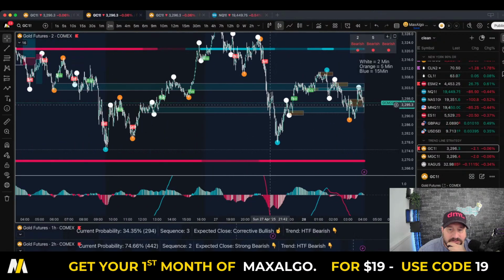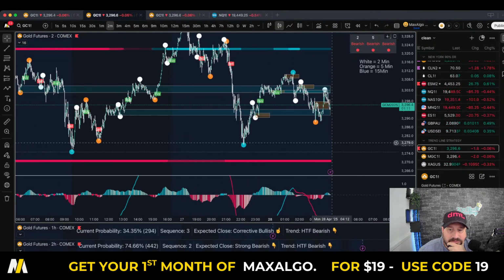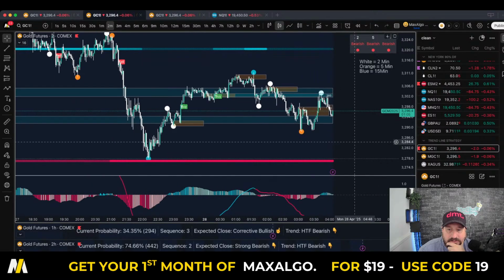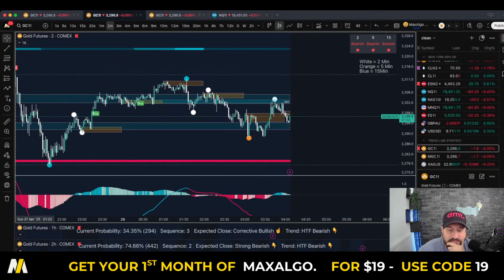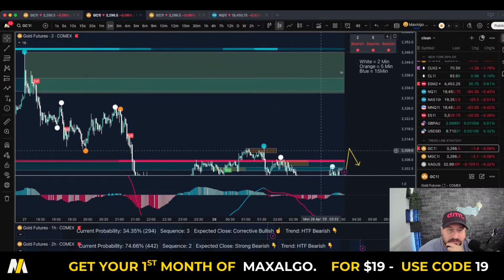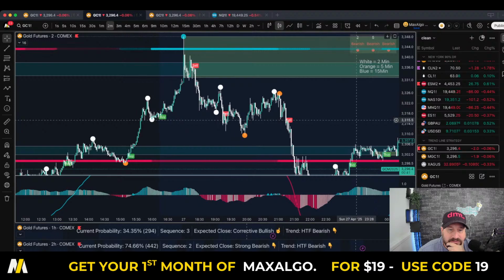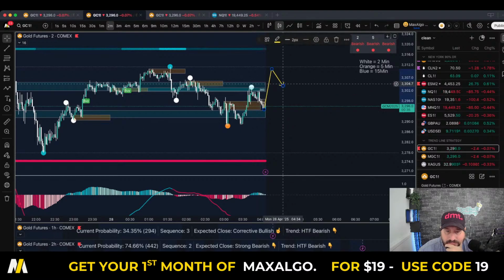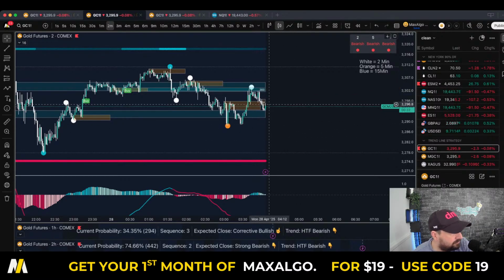Now, if we come up and do that, that could be really interesting, because then we switch lower time frame market structure, and it could be a return to the daily. Still bearish on the hour though, right?